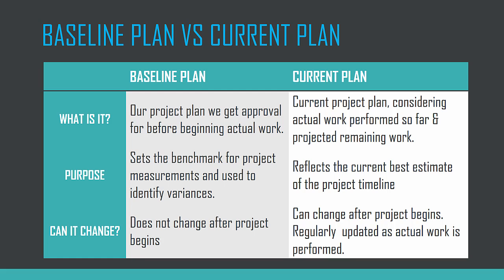The purpose of the baseline plan is that it sets the benchmark for the project measurements, and it's used in comparison to identify the variances or the deviation. The current plan reflects the current best estimate of our project timeline. The baseline plan does not change after the project work actually begins, but the current plan will change and is regularly updated as actual work is performed.